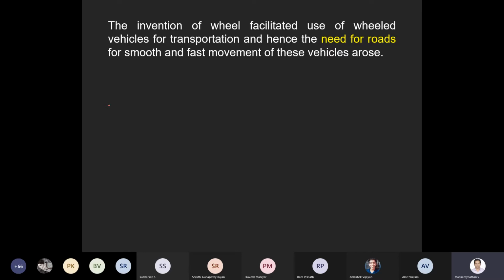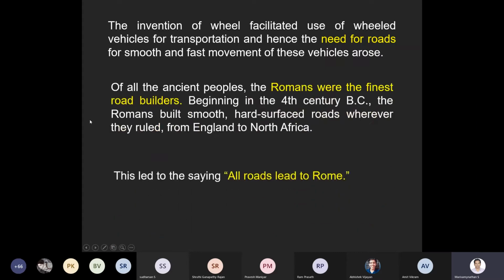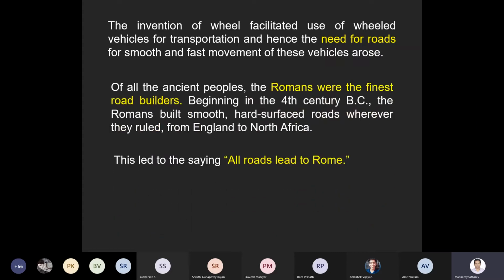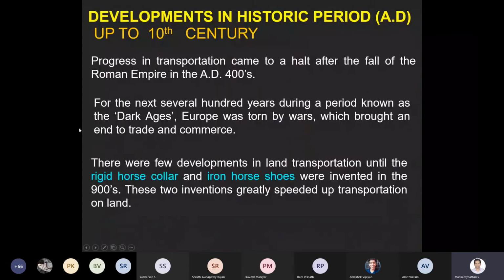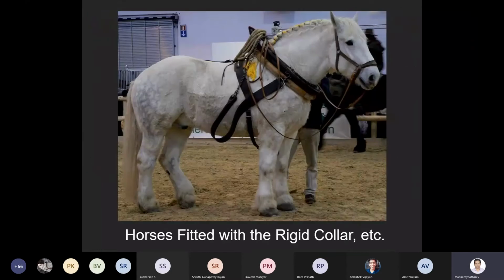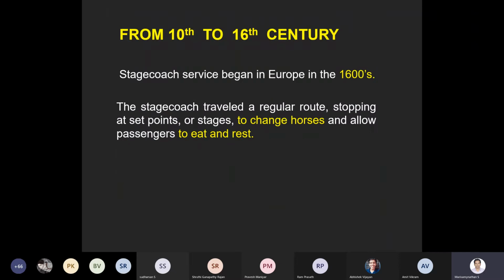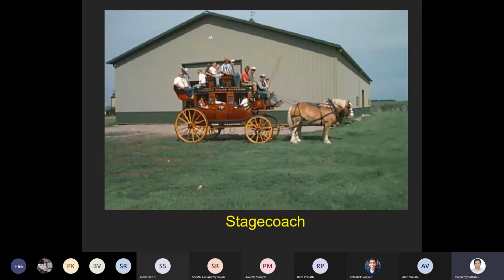That's what the Romans initiated, beginning the construction of roads when they were ruling from England to North Africa. That's why we still say 'all roads lead to Rome', or the Roman roads, still famous throughout the world. Various developments happened with respect to road infrastructure as well as the wheel. Then they also used horses. All combined together, they were developing the transportation modes.